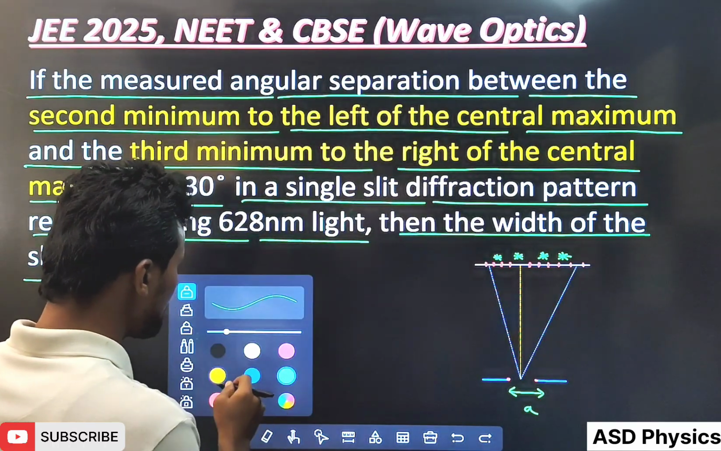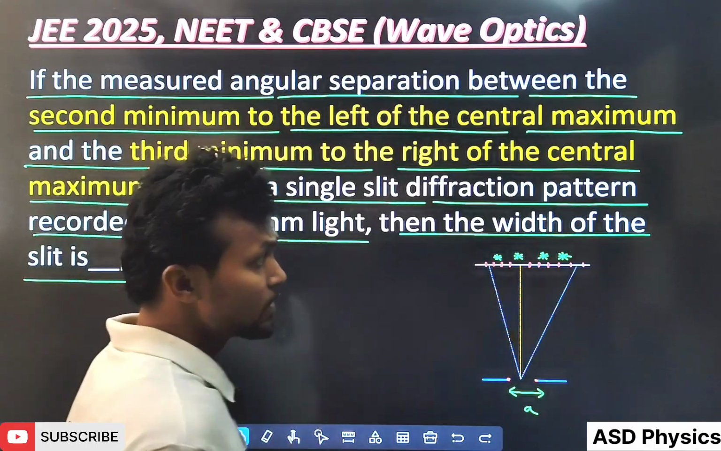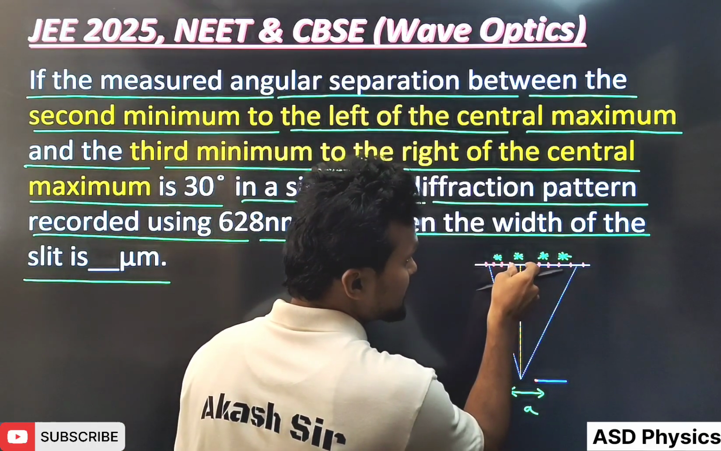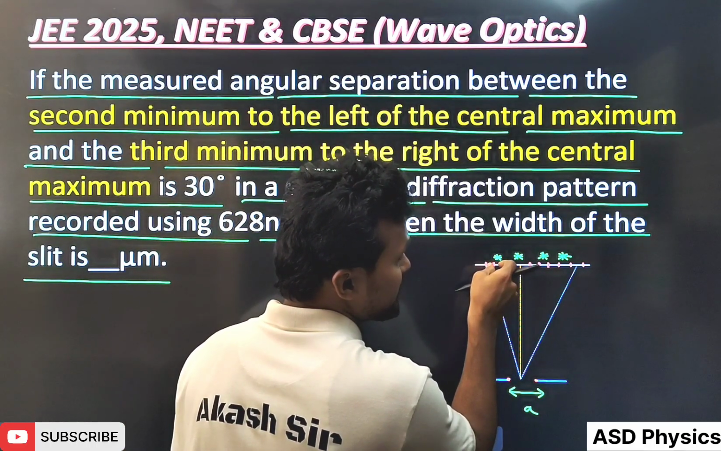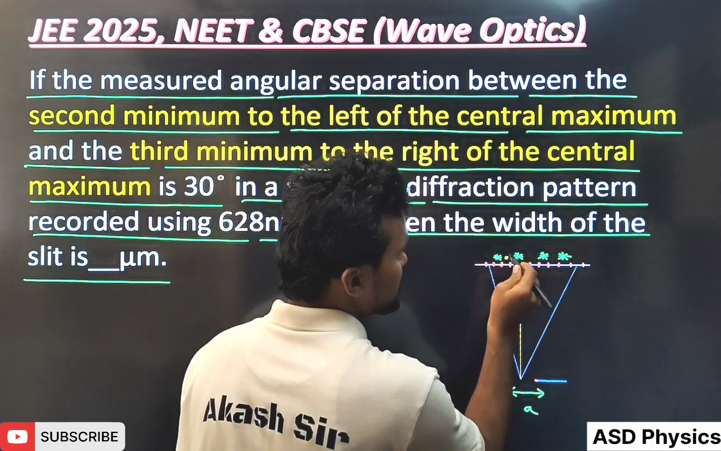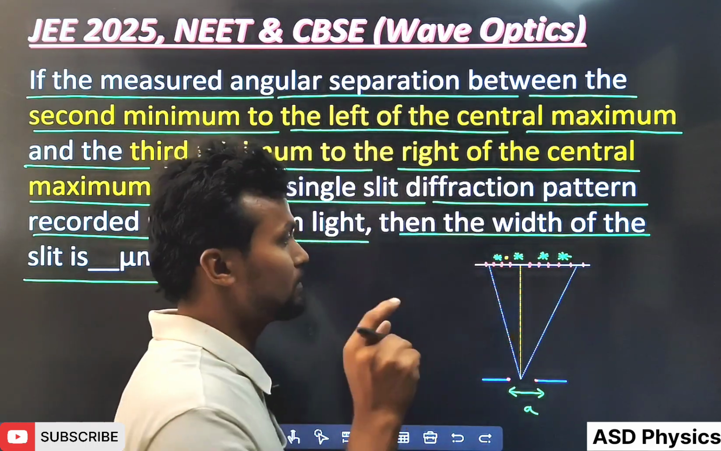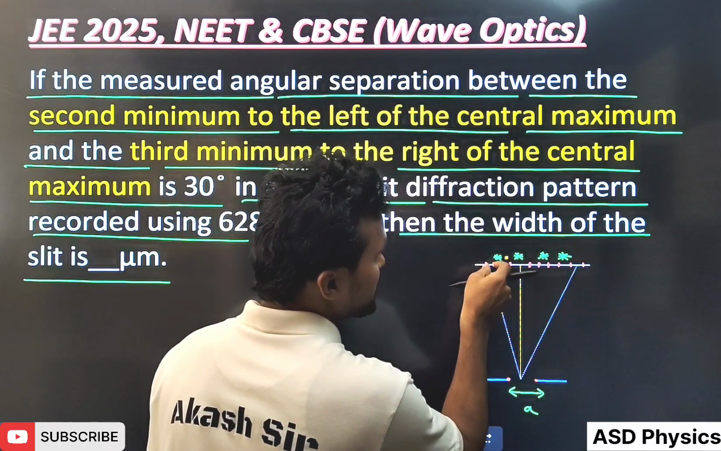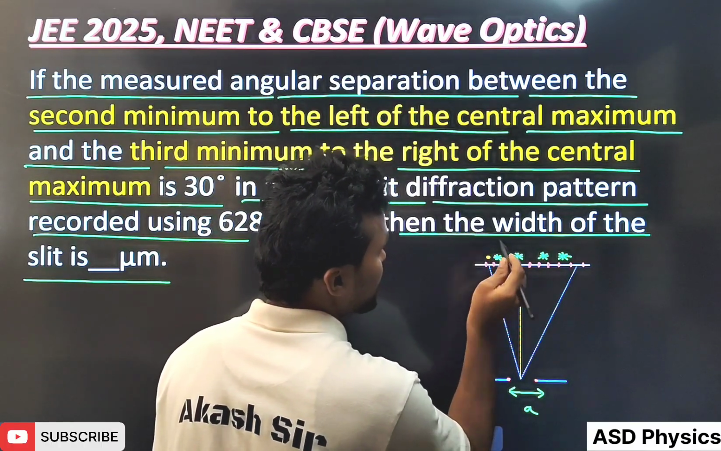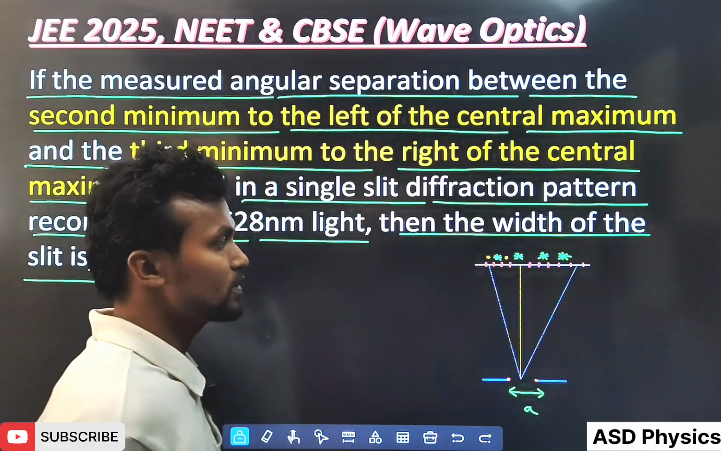Now in between them, kindly see what is there. Between the central maxima and the first secondary maxima there is a minima. This is called the first secondary minima, and this one is called the second secondary minima. I hope it is very clear.